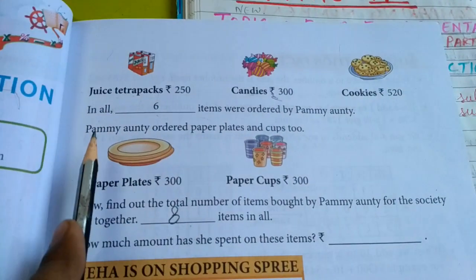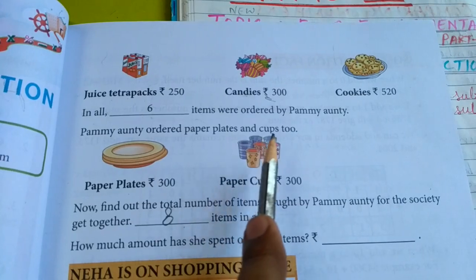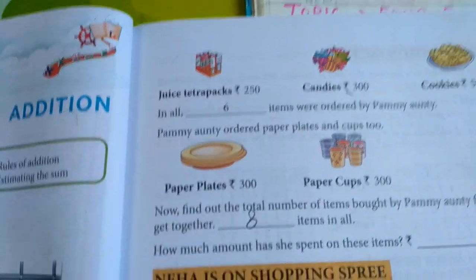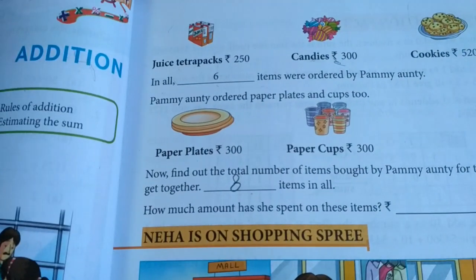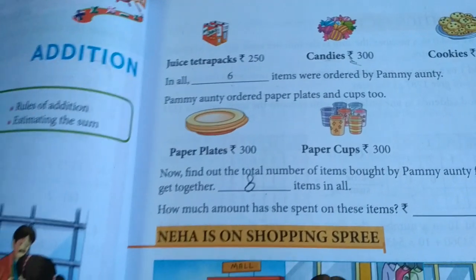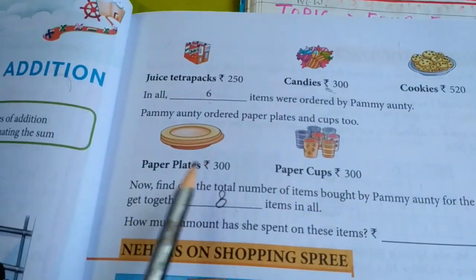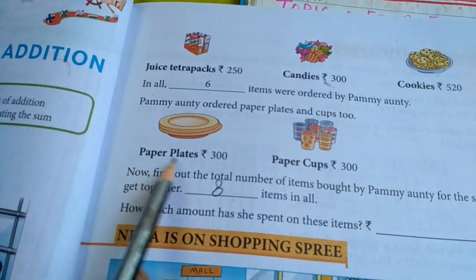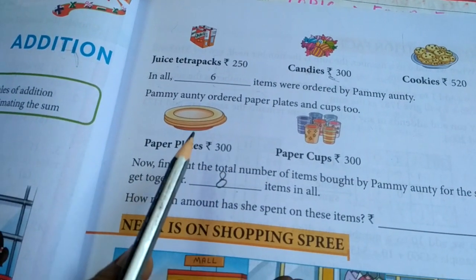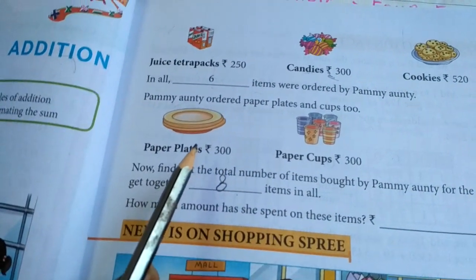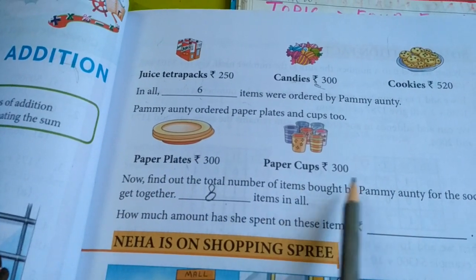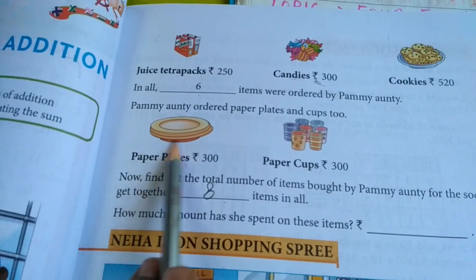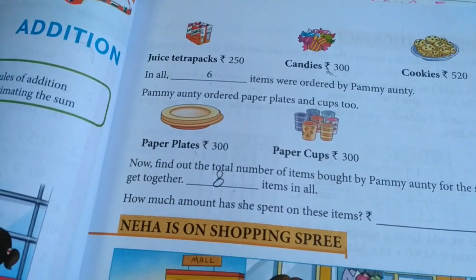Now, Pummy auntie ordered paper plates and cups too. Yes, because to eat all these items there will be a need for paper plates, and paper cups to drink the juices, so that it can be served to every guest. These are not eatable items. These are the things which help us to keep things in and to eat. So paper plates worth rupees 300 and paper cups worth rupees 300. So 2 more items she has ordered for the party.